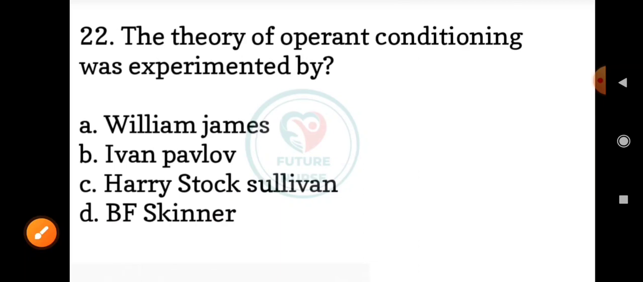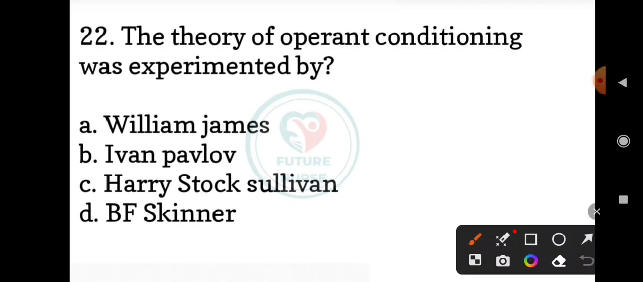The theory of operant conditioning was experimented by William James, Ivan Pavlov, Harry Stack Sullivan, B.F. Skinner. So the correct option is B.F. Skinner, who invented the theory of operant conditioning.